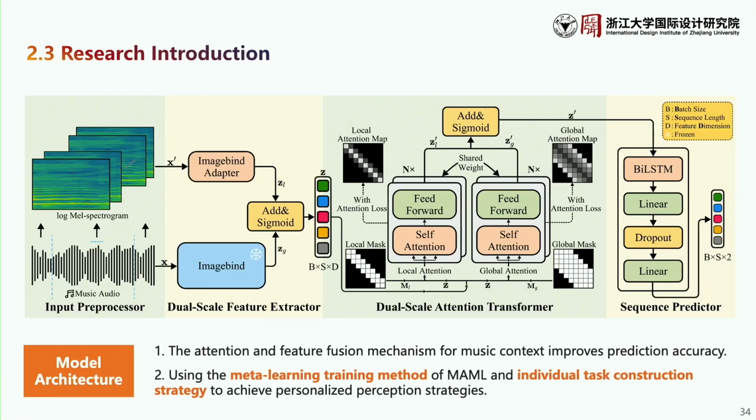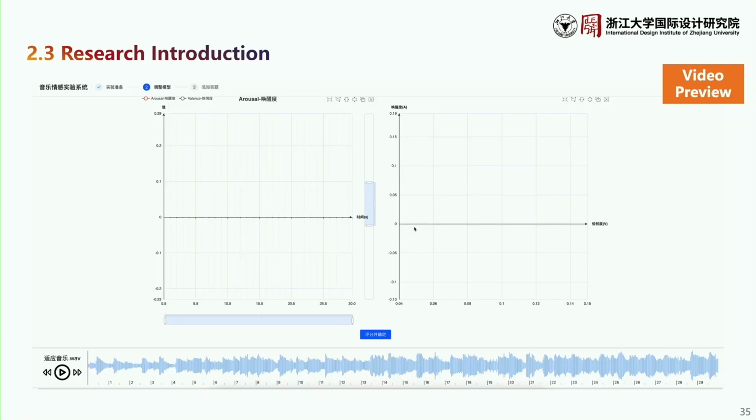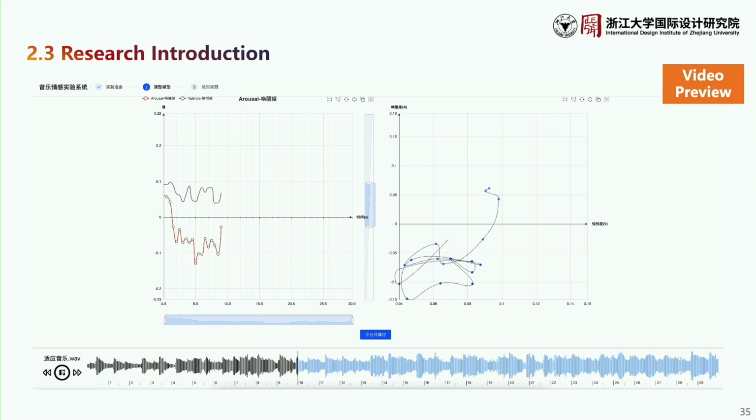Here's our model architecture. The key technique is that we use the meta-learning method and an individual task construction strategy to do the emotion recognition. Let's see how it works. First of all, users will listen to music, and the VA value will be shown on the screen. The user can see if this point is satisfied with how I feel about this song.